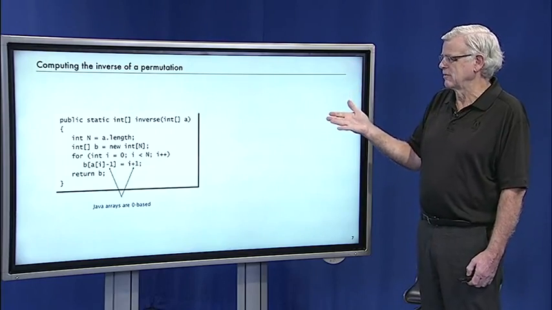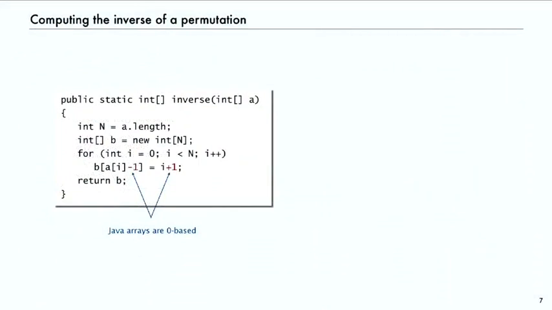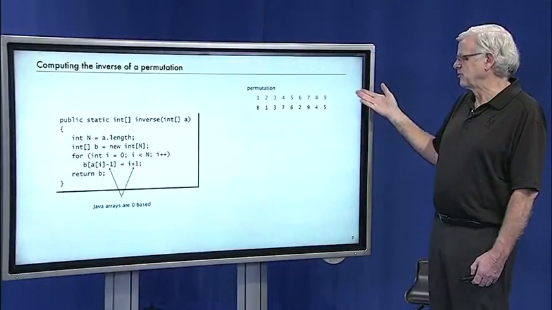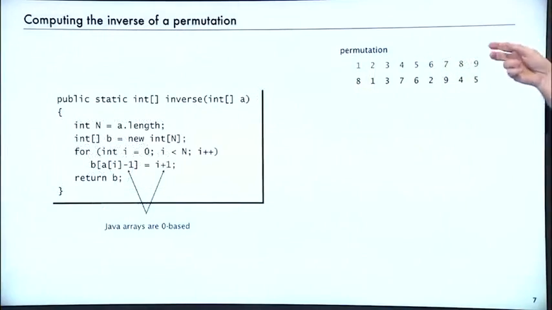How do you compute the inverse? It's a very simple process. Here's the code for it, and the code is only slightly complicated because nowadays arrays in Java and C and other languages are 0-based, the first thing's at 0, and we've been using permutations where the first thing's at 1. But let's look at an example and then we'll go back to the code. If we have this permutation shown on the right, where 1 maps to 8, 2 maps to 1, and so forth, we want to compute the inverse of that permutation.